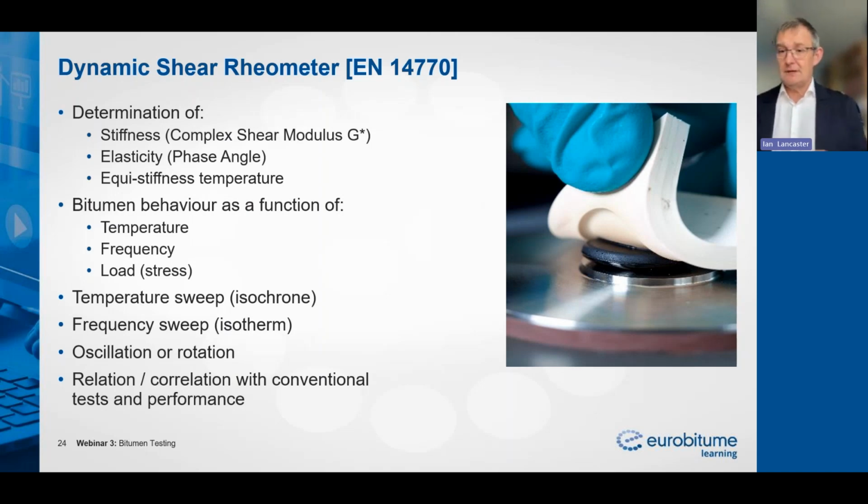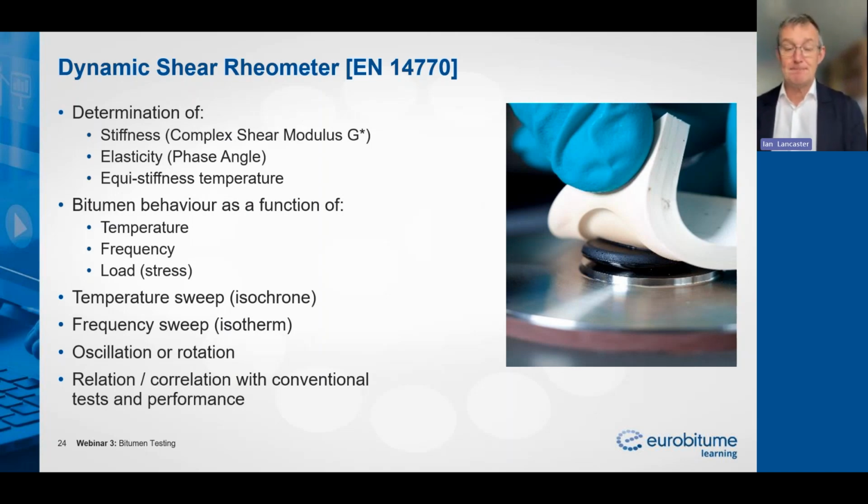Two most common ways of reporting the data are as a temperature sweep. So here we keep the frequency constant, and for the US that's most commonly 1.59 hertz, and we vary the temperature, and we measure either the change in stiffness or the change in phase angle across temperatures, and those are called isochrones.